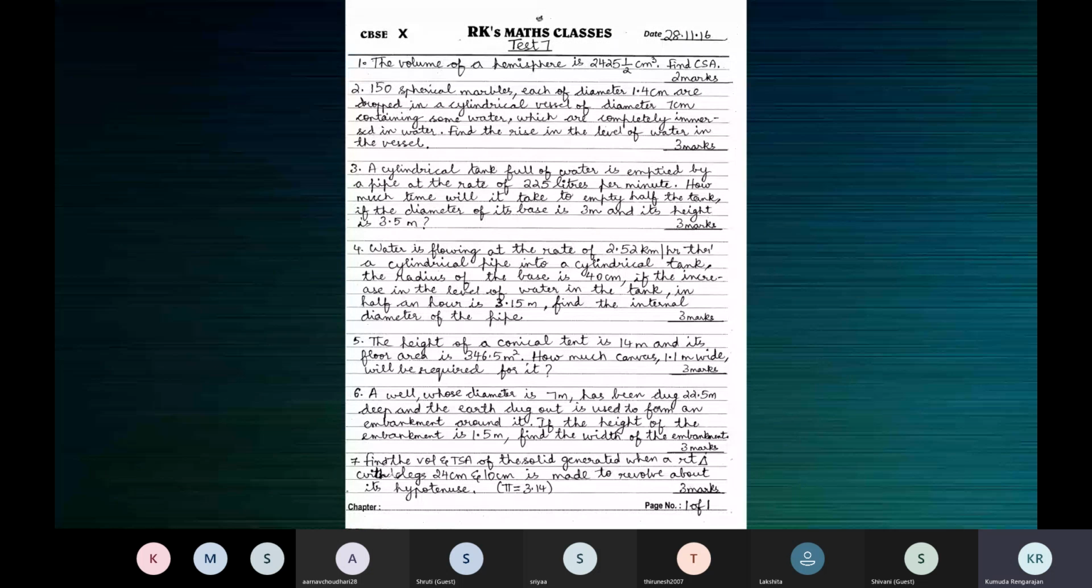Yes, children, take a screenshot of this paper. You can try the first one. Two is what we just did. Five, six, all this is in your syllabus. This one I have to explain. You can just have a look at the answers.